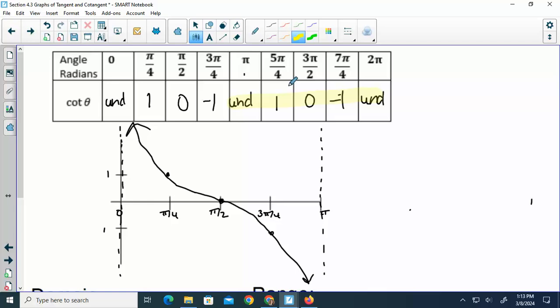My suggestion on tangent and cotangent, if you're having a hard time getting your graphs to curve enough, try making your x-axis points closer together. That helps a little bit when it's less stretched out. It's easier to curve. So last thing I want to do today is just decide if these things are even or odd.